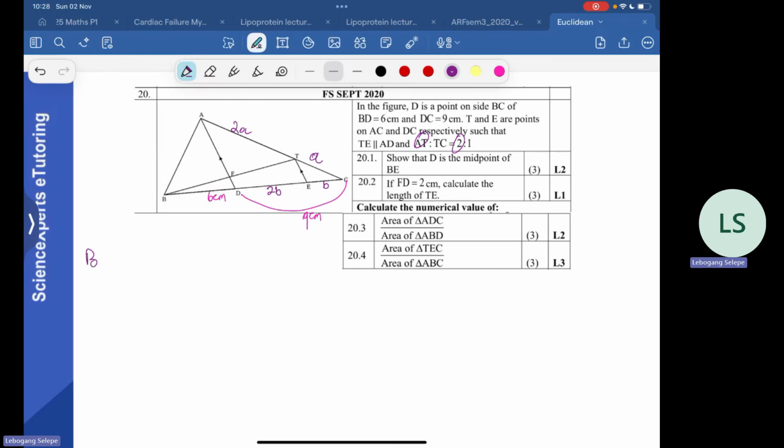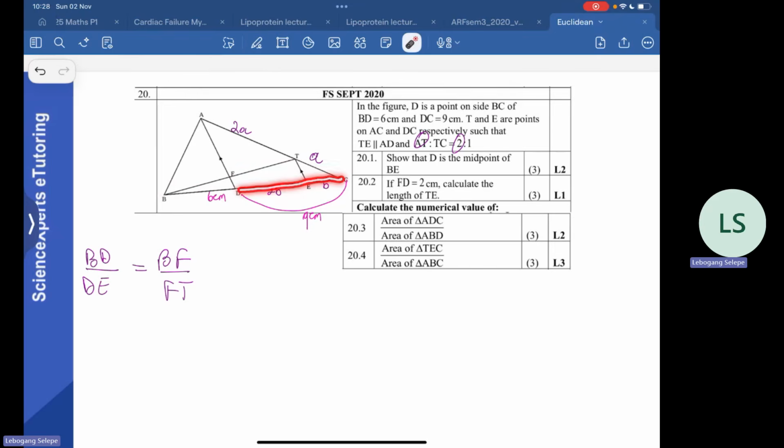Say that BD over DE is equal to BF over FT, right? Remember, we can always start where we see two things. Here I can see that this entire length is 9, and here is 3B as well. So I can say that 3B is equal to 9. This would help me find the value of B. I think we've put in enough information, so we can start answering the questions.